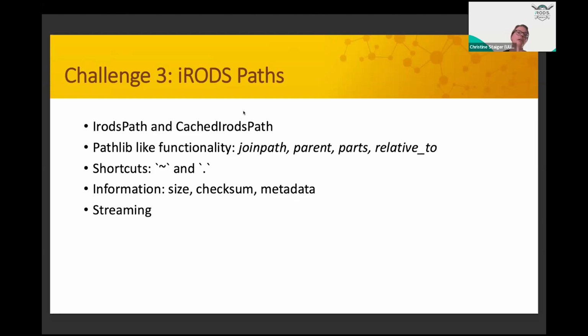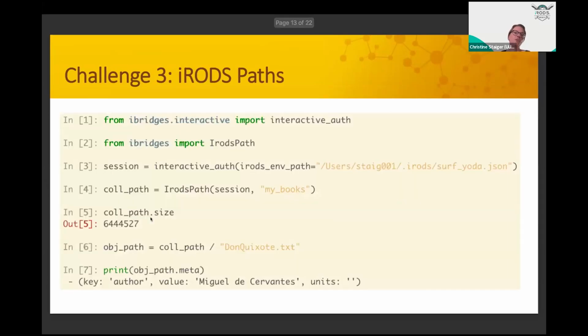And in case of the cached iRODS path, it's the size, checksum and metadata at the time when you create the instance. And you can also do the streaming now directly from the iRODS path, and that shortens code significantly. This is a small example.